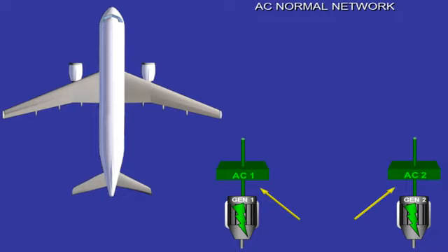Each generator supplies 115 volts 400 Hz alternating current, AC, to its own bus. Generator 1 supplies AC bus 1, Generator 2 supplies AC bus 2. This supply is known as split operation. That means the AC power sources are never connected in parallel.